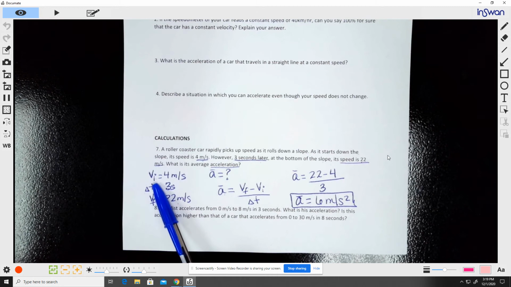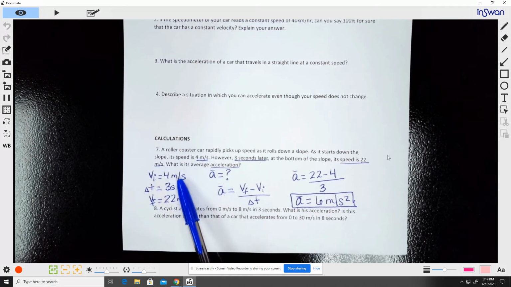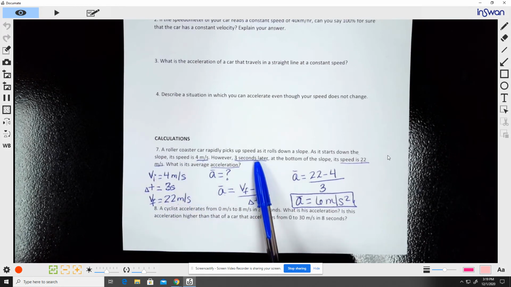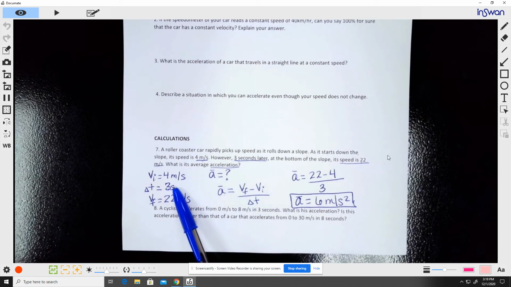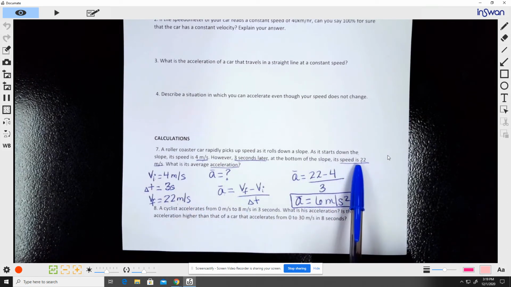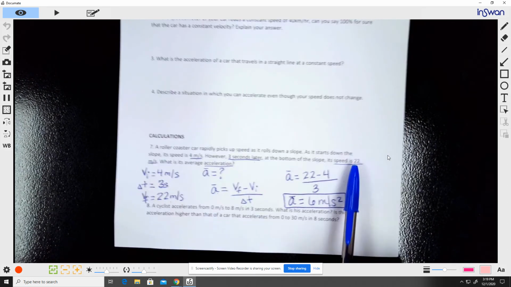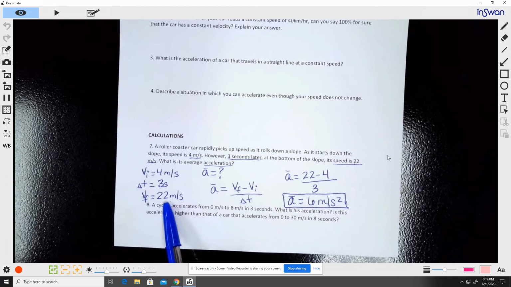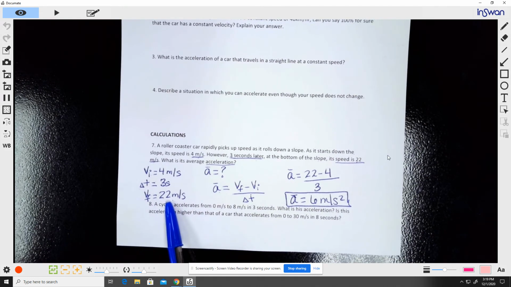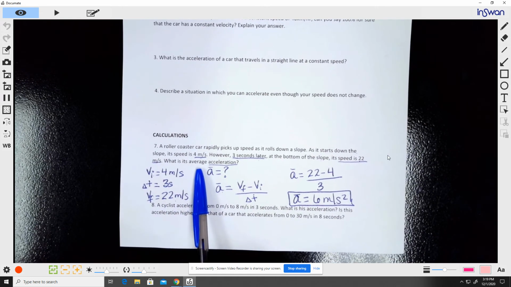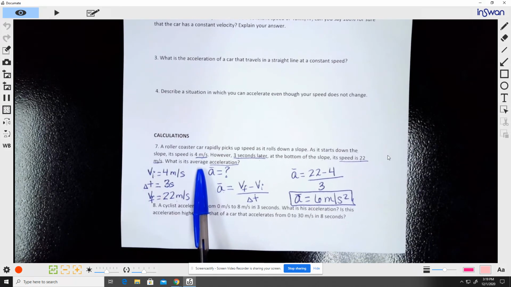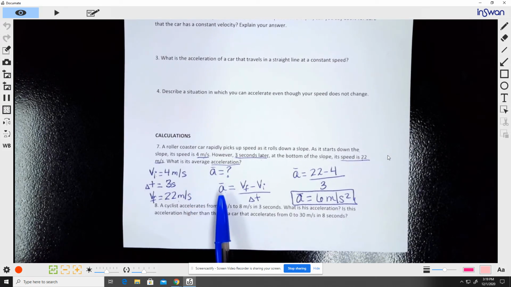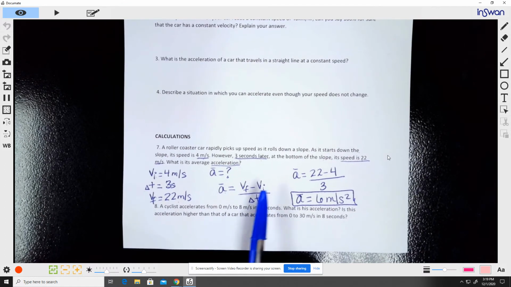So initial velocity is 4 meters per second. Our time interval, right, is 3 seconds. Towards the end of our problem, our speed is increased to 22 meters per second. So that is a final velocity. And we are asked to calculate average acceleration. So these are as easy as they seem. We're going to plug it into that equation, right, and solve for acceleration.